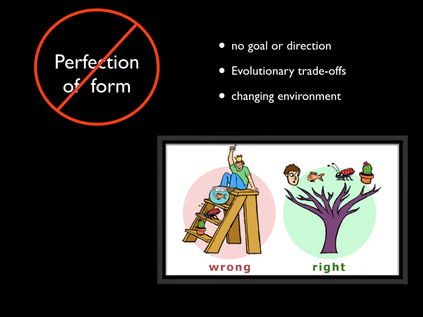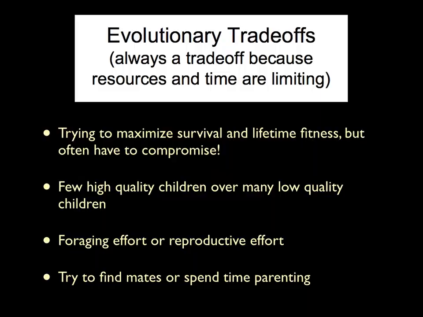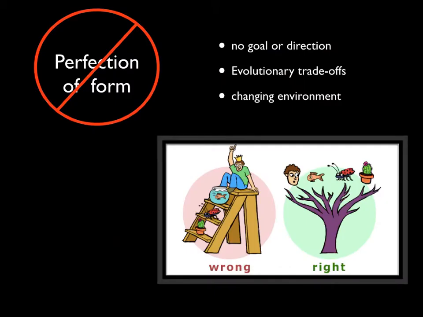Another misconception of evolution is that it's a perfection of form, and oftentimes humans put themselves at the top of the ladder. But remember, there's no goal, there's no direction in evolution. There's no foreseeable future. We cannot predict the future. So therefore we cannot attempt to breed offspring that will be successful in that future.